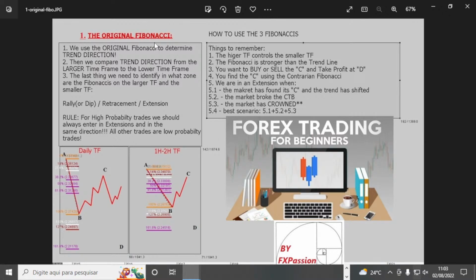So everybody, recap the original Fibonacci. Number 1, we use the original Fibonacci to determine trend direction. Then we compare trend direction from the larger time frame to the lower time frame. Number 3, the last thing we need to identify is in what zone are the Fibonacci's on the larger time frame and the smaller time frame. And we have the rally or the dip, retracement, extension, and rule for high probability trades. We should always enter in extensions and in the same direction.